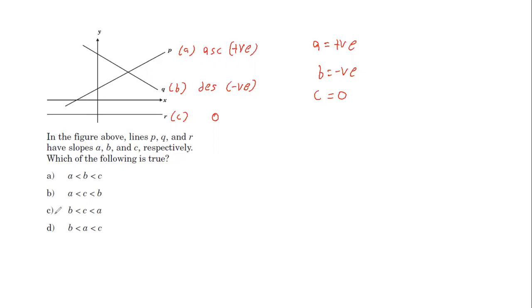So the smallest possible value is B, then C, and then A. So the order is smallest is B, then we have C which is 0, and then we have positive, that's A. I can clearly see that's option C. So you can just look at the line and tell whether this will have positive slope, negative slope, or whether the slope is 0. I hope this question is clear.